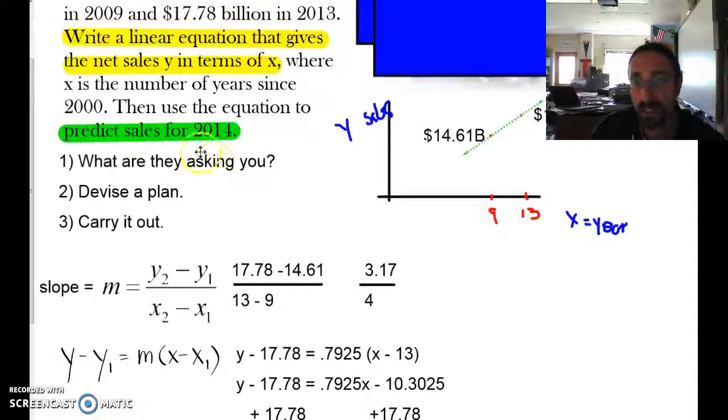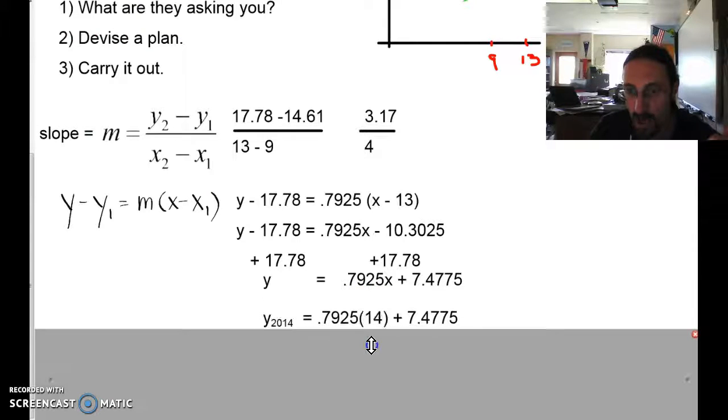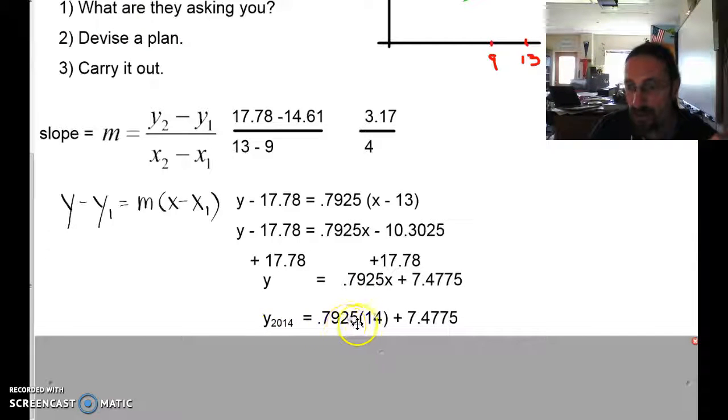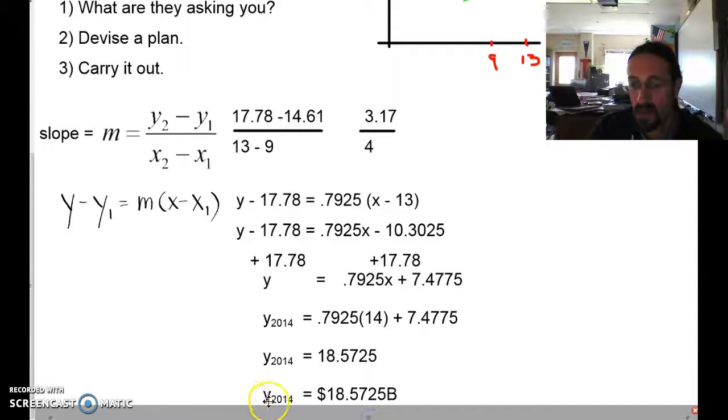And have I completed it? Well, write a linear equation that gives the net sales y? Yes. But then use the equation to predict sales for 2014. I've got a couple more steps here. I need to go back and plug in 14 for the years, right? x is going to be 14 back into this equation, and then simplify it. And my final solution, what would I predict for 2014?